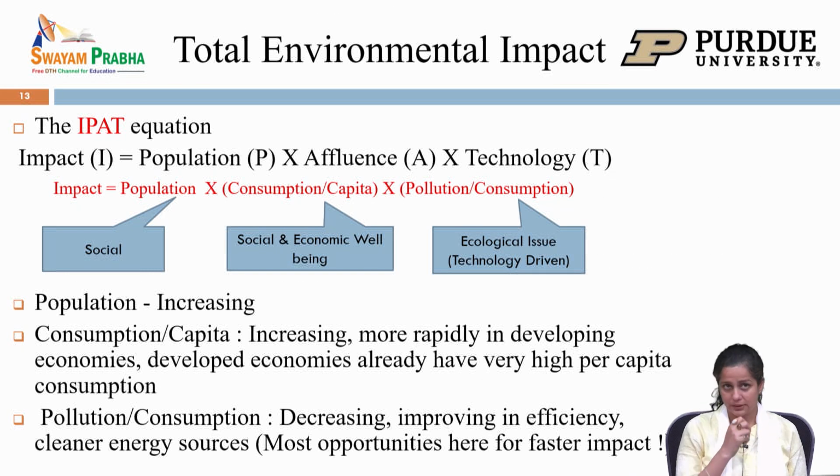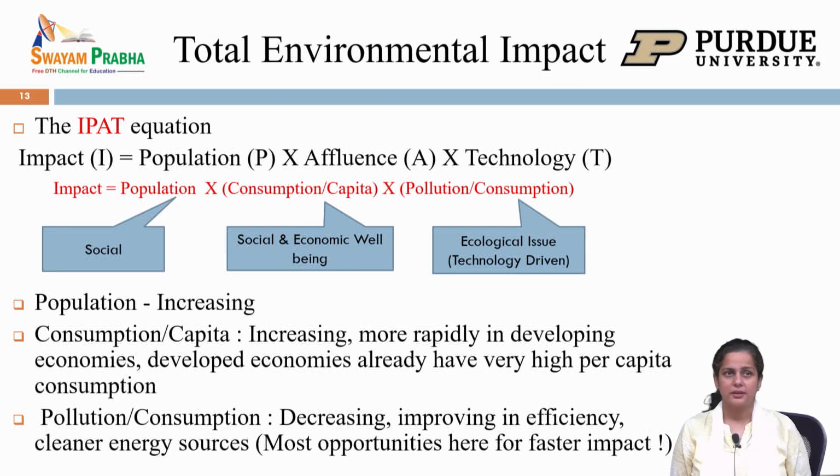So, total environmental impact, the IPAT equation. The equation reads out as impact is equal to population, affluence and technology. Population is what we call the social dimension. So, as society grows, we have growth in population. The second one, which is the consumption per capita, is related to the affluence. So, social and economic well-being is captured by this parameter. So, you can think that as the affluence in the society grows, your consumption per capita is increasing, and hence there is the economic aspect of the society that is being captured by this parameter.